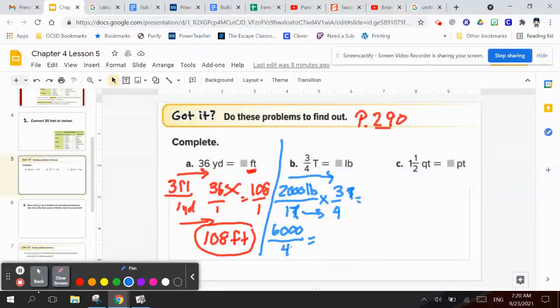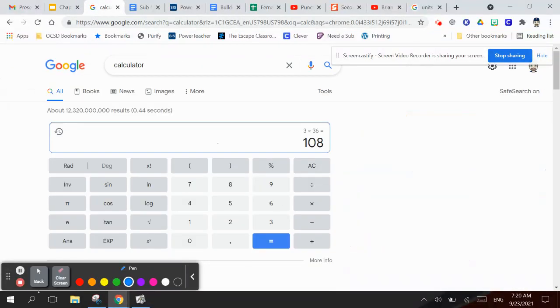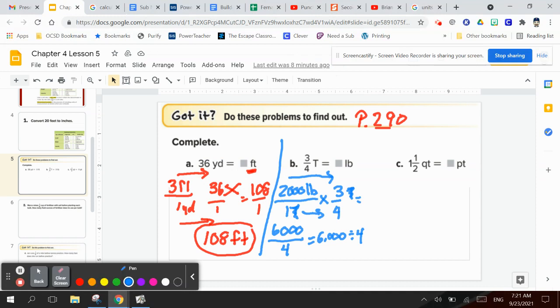Now I have a larger number over a smaller number. It's an improper fraction, so I have to divide. I take 6,000 and I divide that by 4. So I'm going to go back to my calculator. I'm going to take 6,000, I'm going to divide that by 4, and that gives me 1,500. So that is 1,500 pounds.